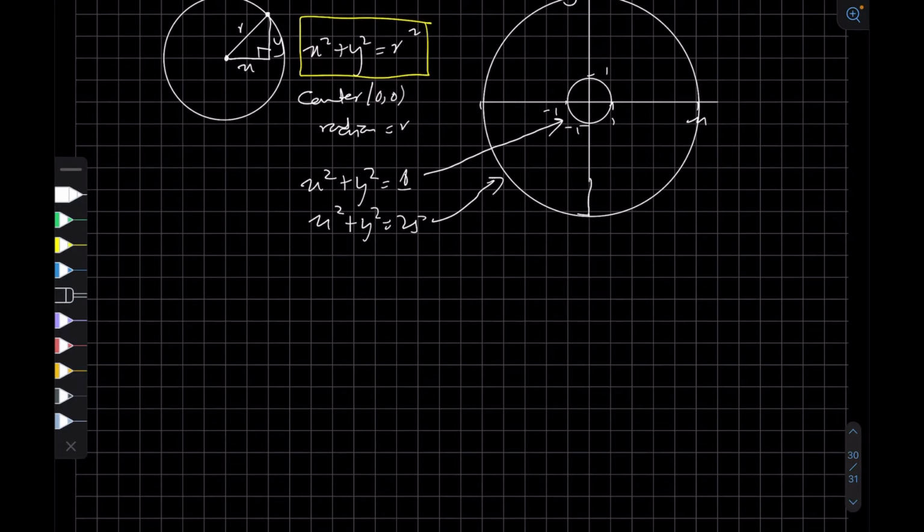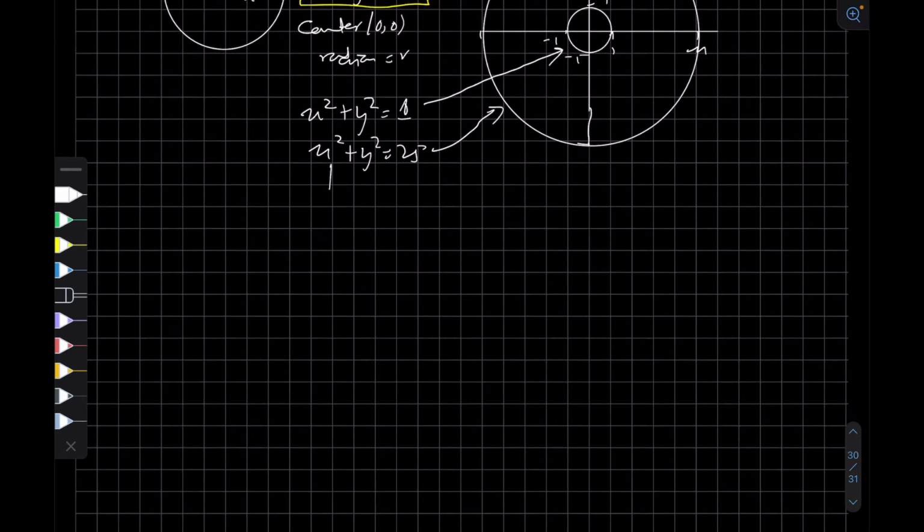Let's move away from the center and look at cases where the center is not at the origin. So let me take this one. Instead of x squared plus y squared, what I do is (x minus 3) squared plus (y plus 4) squared equals 1. And let me draw the x and y axis.